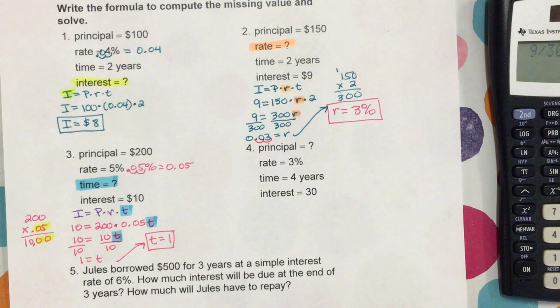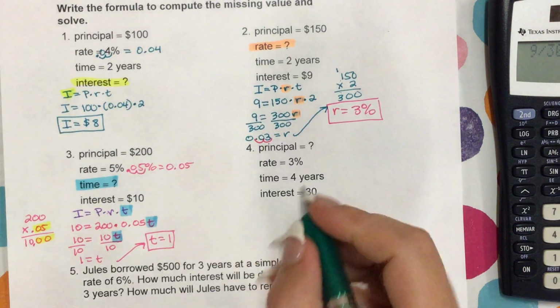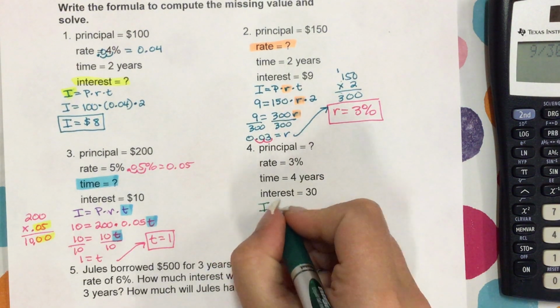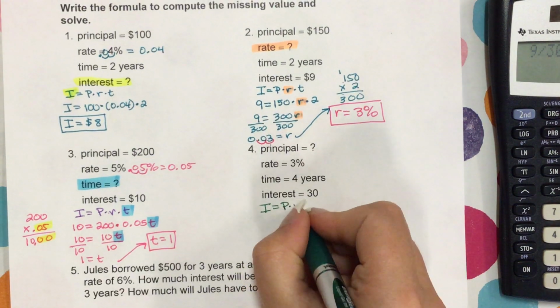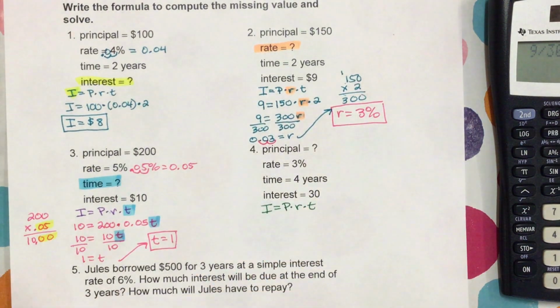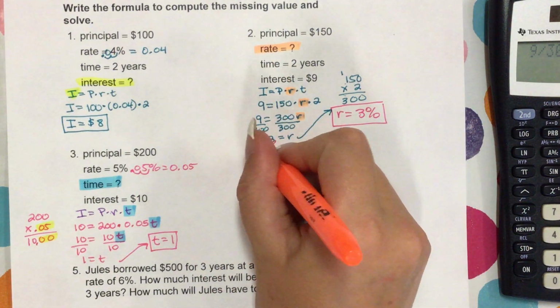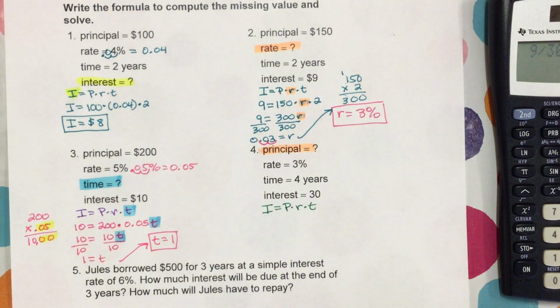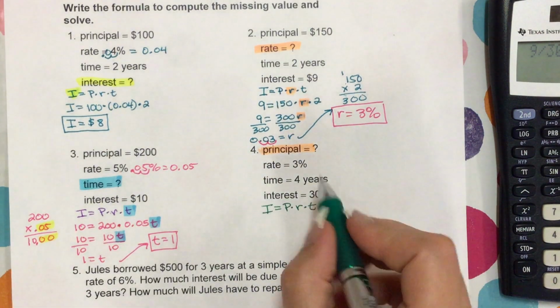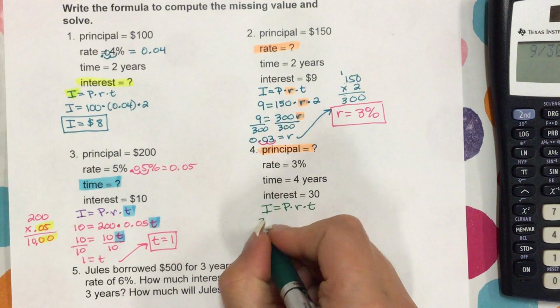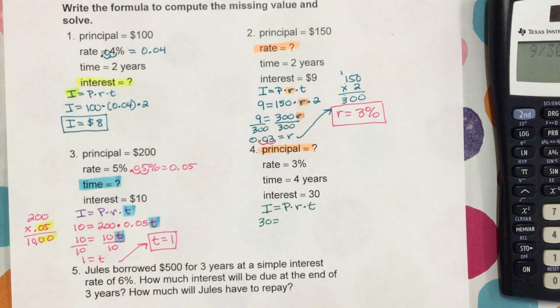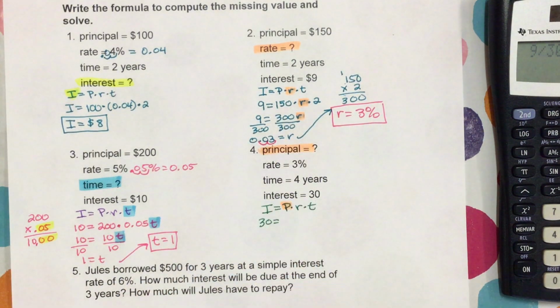We now are going to write down the formula. The interest equals the principal times the rate times the time. For this one, we do not know what the principal is, but we know everything else. So let's go ahead and substitute that stuff in. The interest is 30. The interest earned is 30. The principal here is what we don't know.